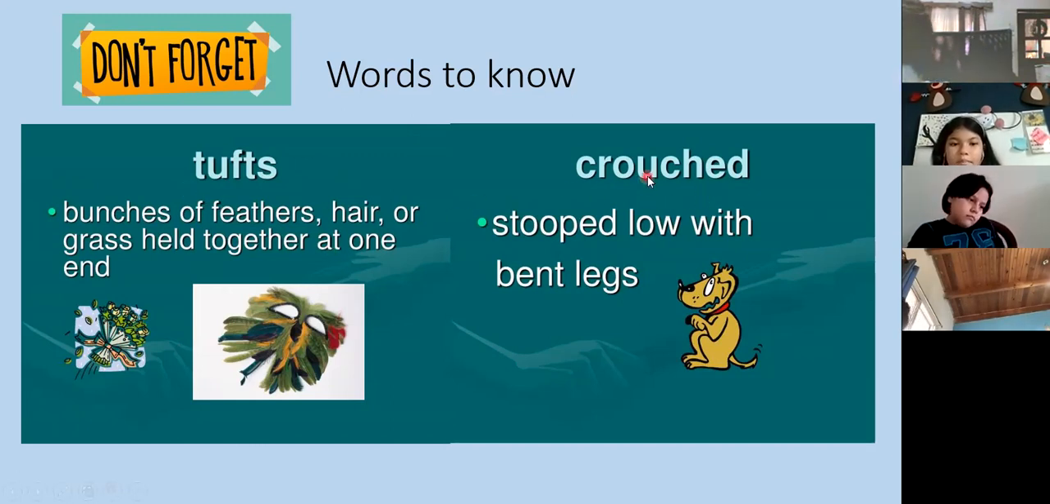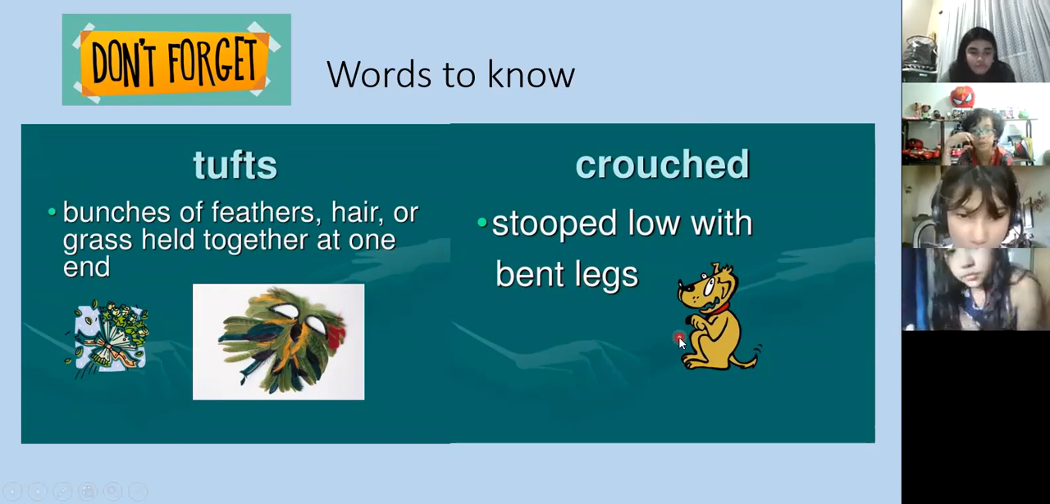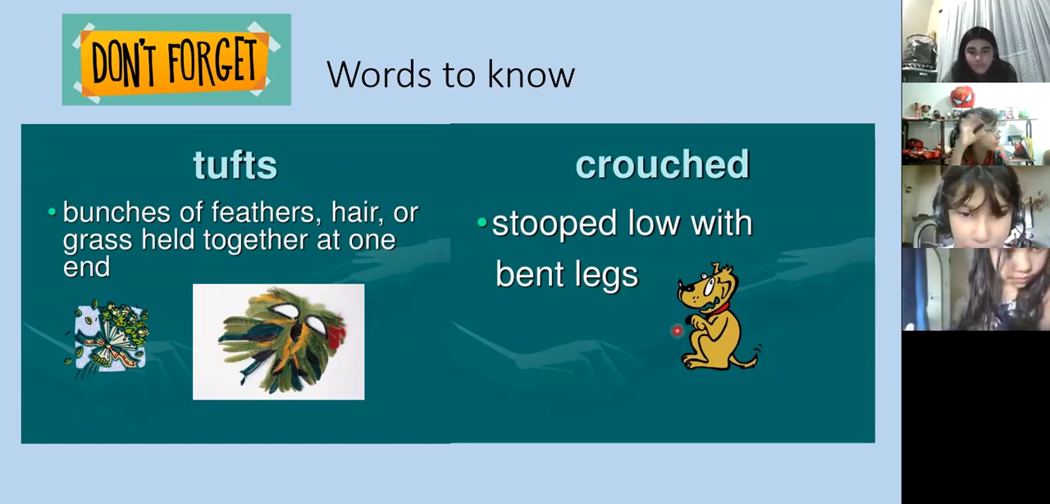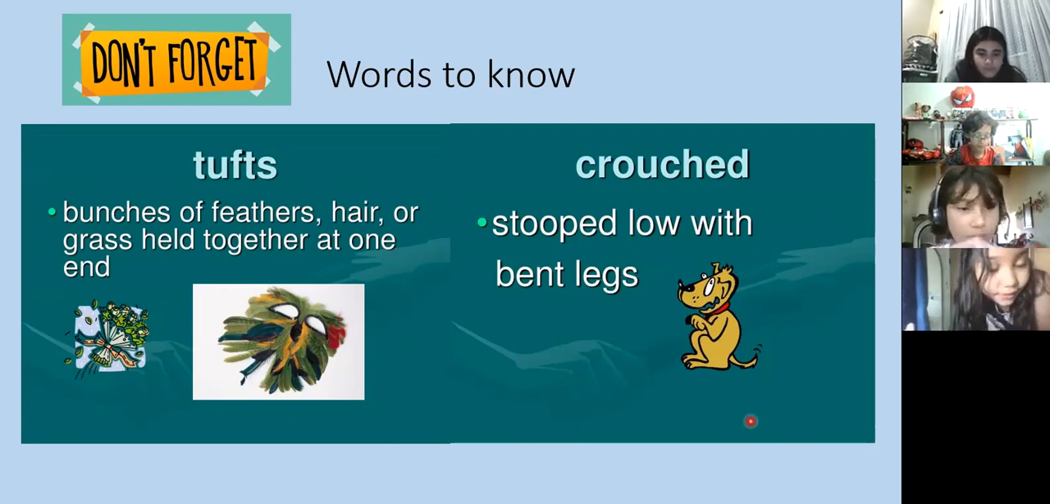And what about crouched? What is crouched? It's acurrucado, in Spanish. That's right. So remember, look at this dog. Remember that Addie also was crouched when she realized that it was a fire. Now it's to stoop low with bent legs. One thing that I remember of Addie in Charge is that Addie is a strong girl. We're going to review the story.